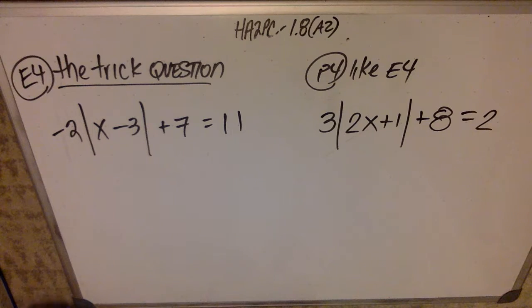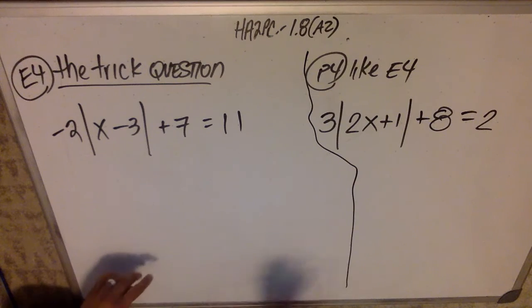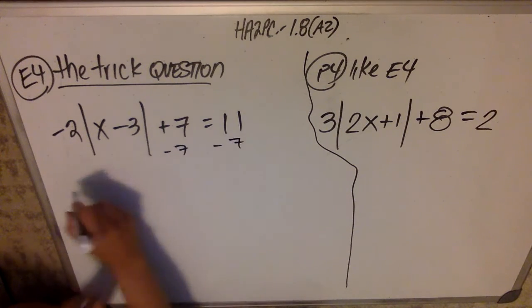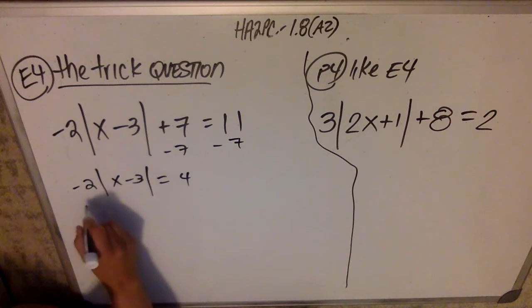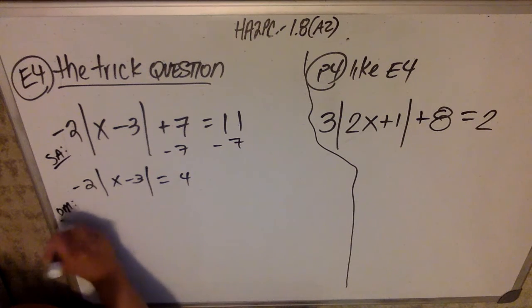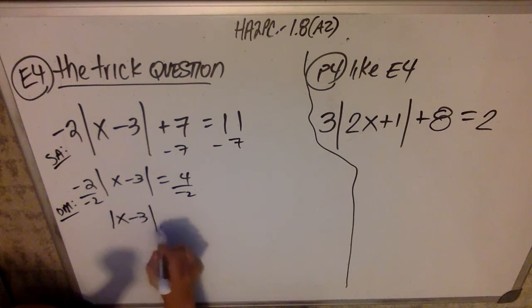Okay, so we're going to solve these the same way that we've been solving. I'm going to start with E4, and then we'll talk about P4 after. I'm going to start with SADMAP. I'm going to subtract the 7, so I get negative 2 times the absolute value of x minus 3 equals 4. Start with subtraction and addition, then division and multiplication. I divide by negative 2, and I get that the absolute value of x minus 3 is negative 2.